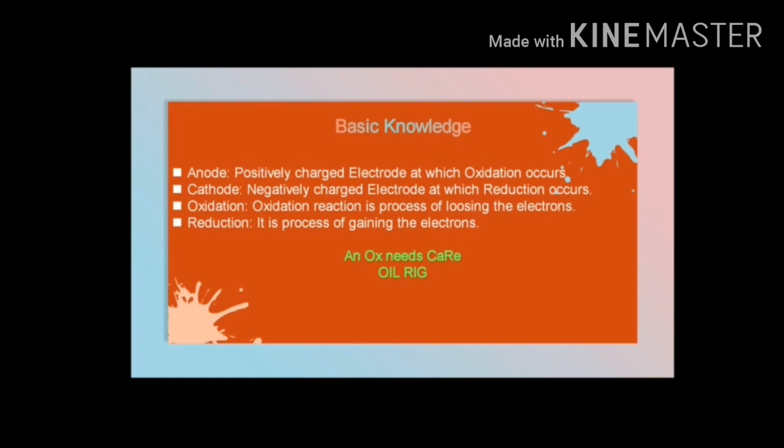To remember this, see here, AN OX and a RED CAT. Anode oxidation, cathode reduction. Okay, remember this line, you will understand. Okay, at anode oxidation takes place, at cathode reduction takes place. And what is oxidation? To remember this, the word OIL RIG. Oxidation is losing of electrons. Okay, oxidation is losing. Reduction is gaining. OIL RIG. Okay, remember this. Reduction is gaining.